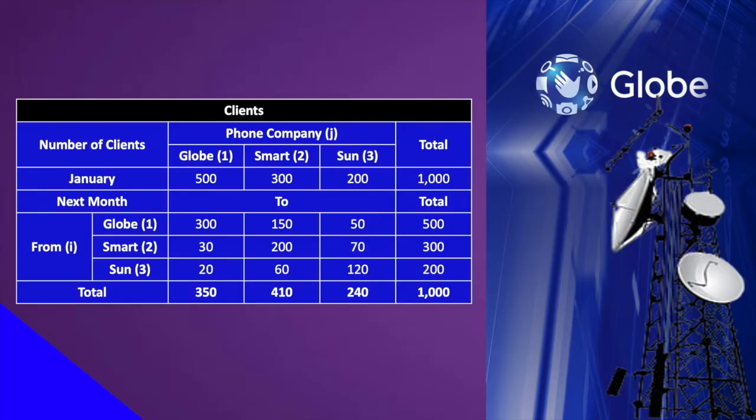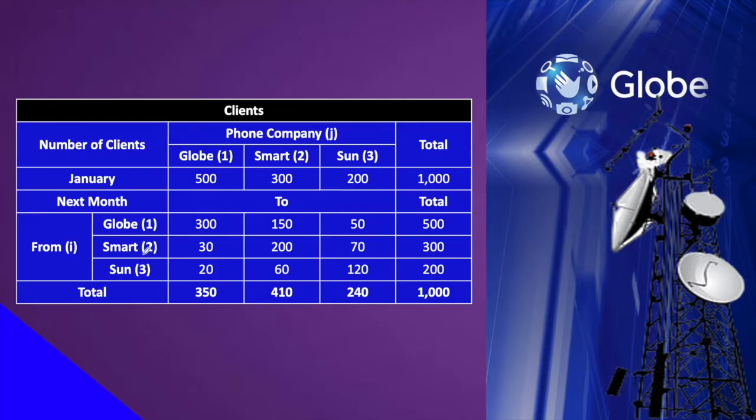And for the next months, as mentioned earlier, they have the data on the movement of clients. So, from Globe to Globe, 300, meaning it is the same company. Globe to Globe means these are the clients who will stay with Globe. Next, Globe to Smart, 150. Therefore, 150 from Globe will move to Smart, and the 50 from Globe will move to Sun. These are the clients. Okay?